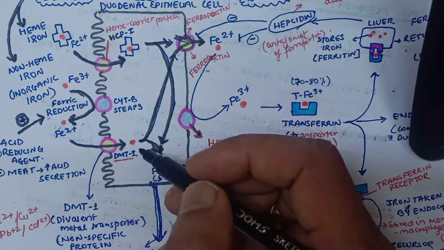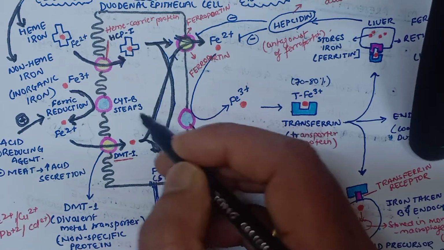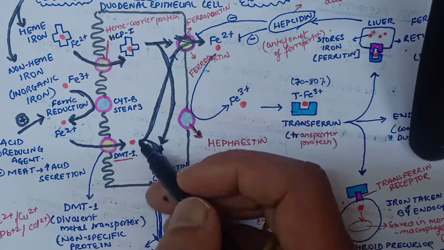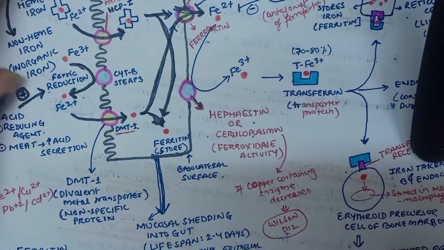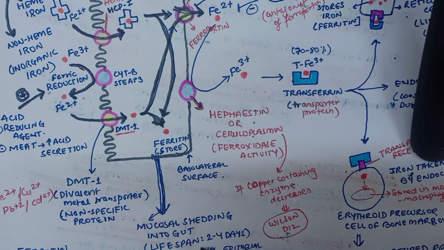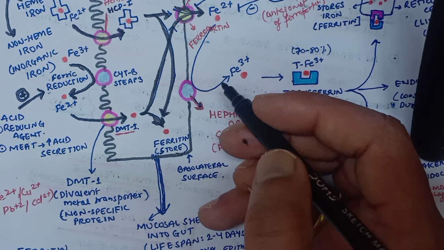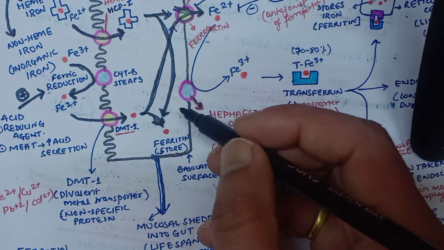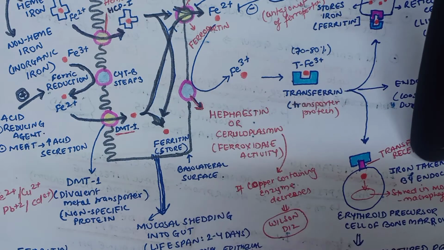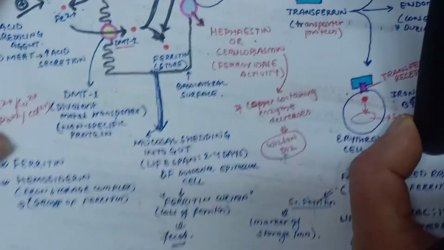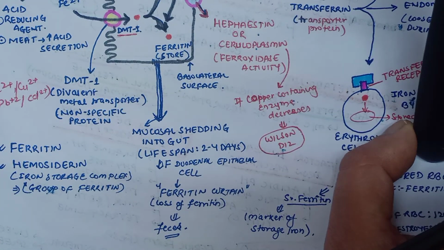If iron is retained within the enterocyte and is not exported, it will be lost as mucosal shedding into the gut. The lifespan of the enterocyte is 2 to 4 days, and by mucosal shedding there will be loss of ferritin. It is also known as the ferritin curtain, which will finally get excreted in the feces.